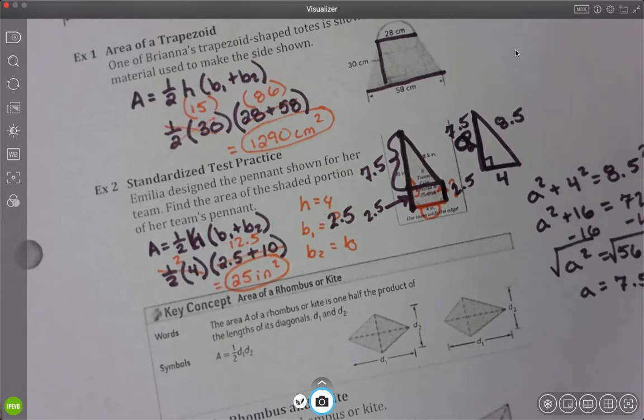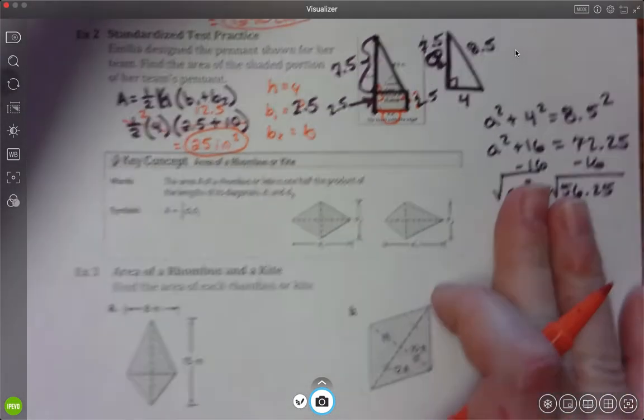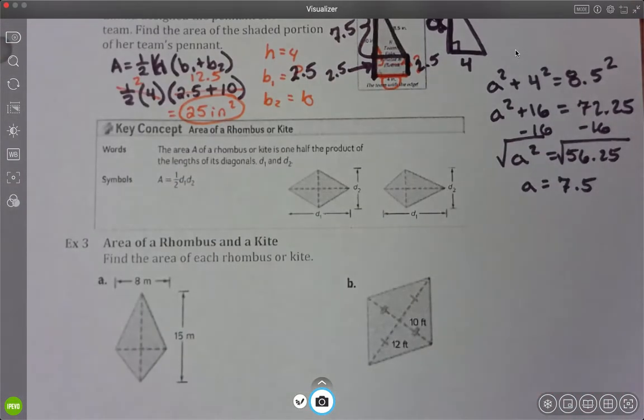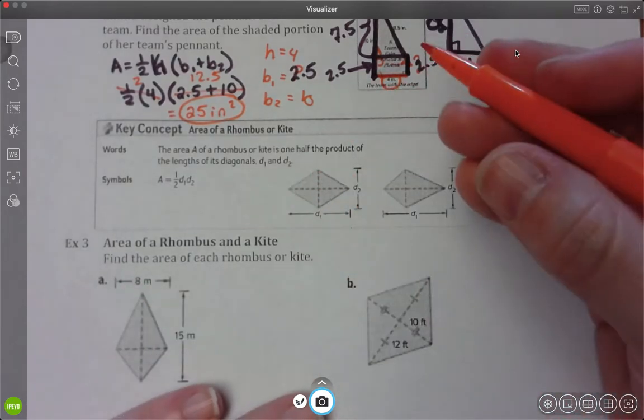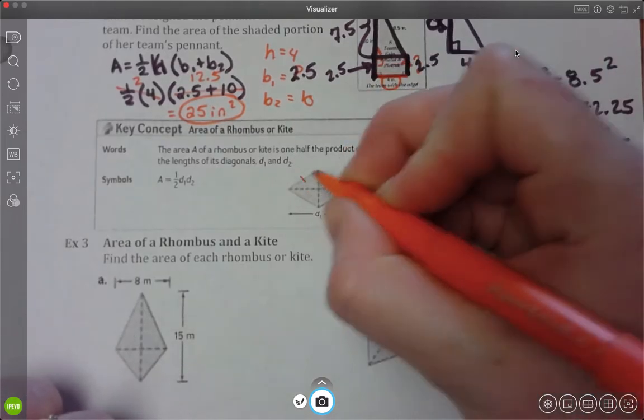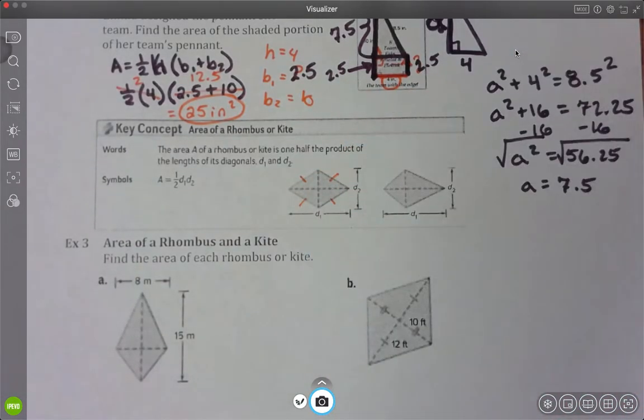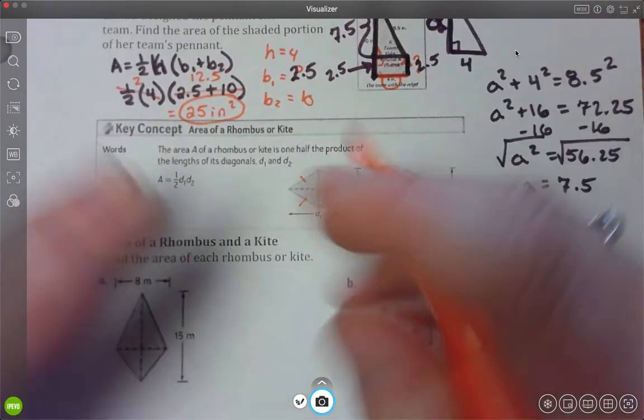Okay, last thing, rhombus and kite. Rhombus and kites are both going to have the same area formula. So this is a rhombus, and the definition of a rhombus is basically a parallelogram where all 4 sides are the same length. So a rhombus is kind of like a tilted square. All 4 sides are the same, but it doesn't have to have 90-degree angles.